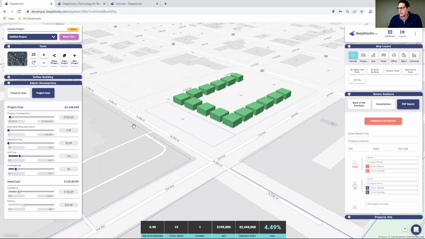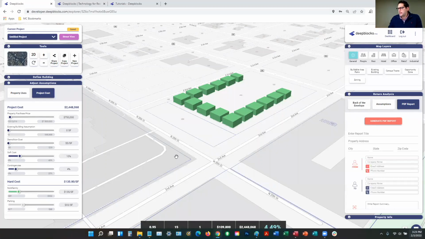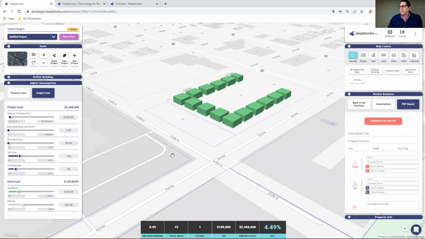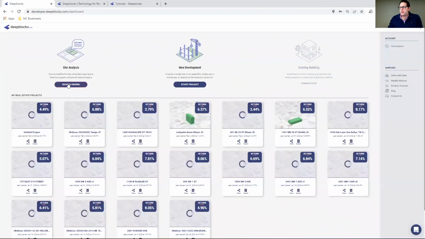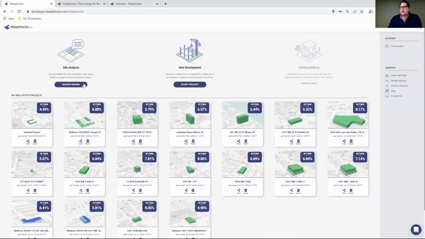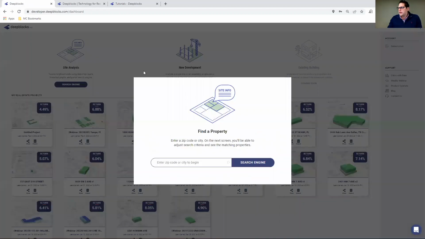But that's just a quick high-level view of how we can, again, search for a site based on specific criteria and look to do development for build-to-rent single-family homes. Now, I want to jump over. We're going to go back to our dashboard, and I want to go through the same process in Detroit, Michigan, because certain markets are where I'm seeing build-to-rent development occur. Obviously, it's a very hot market at the moment.